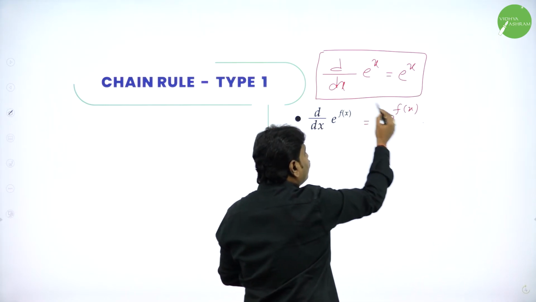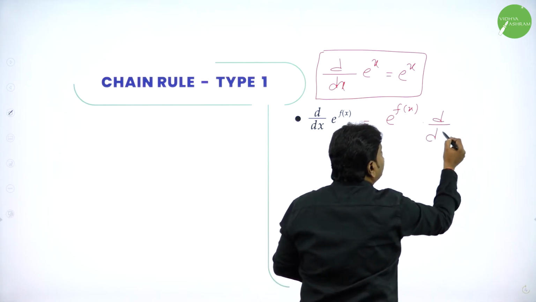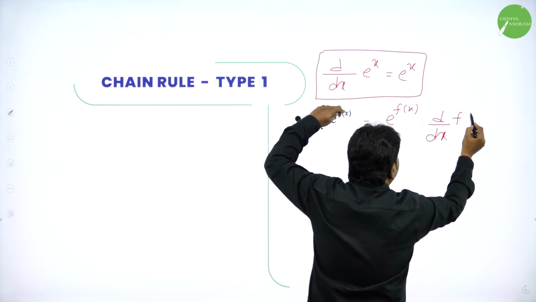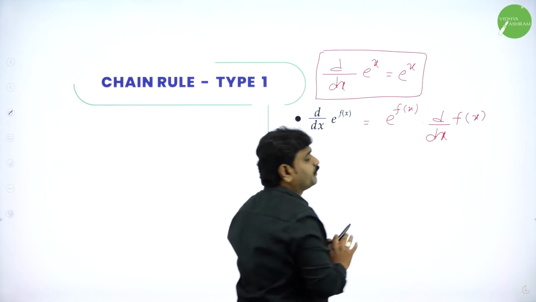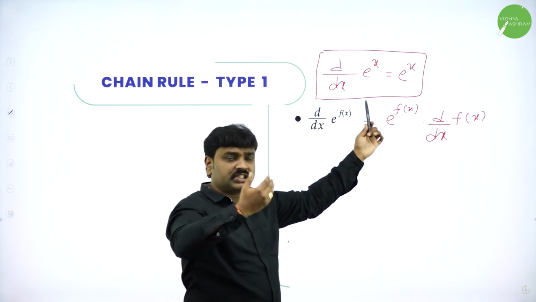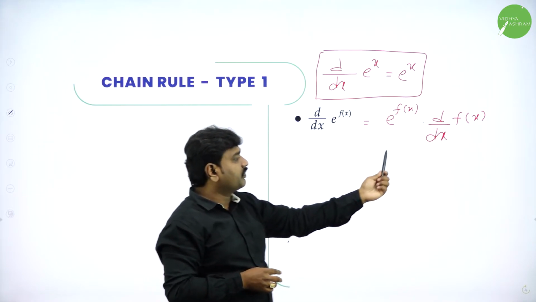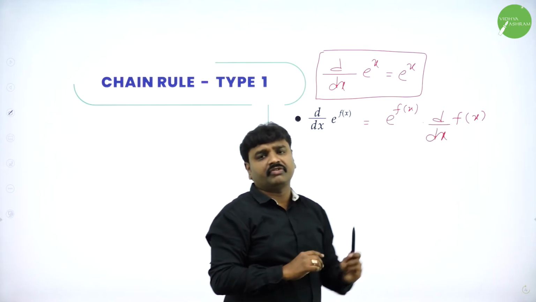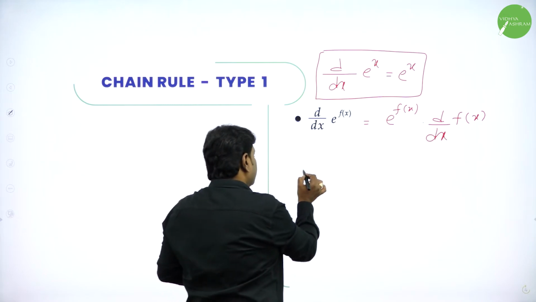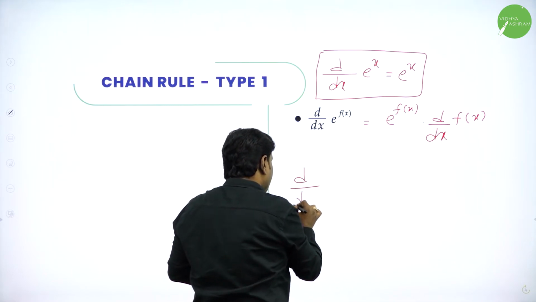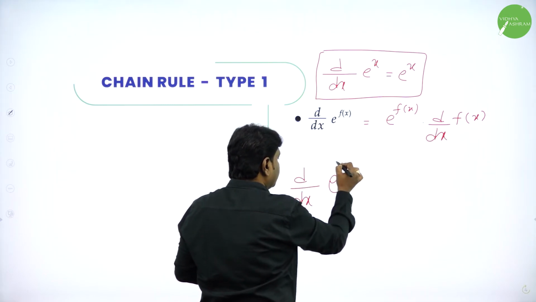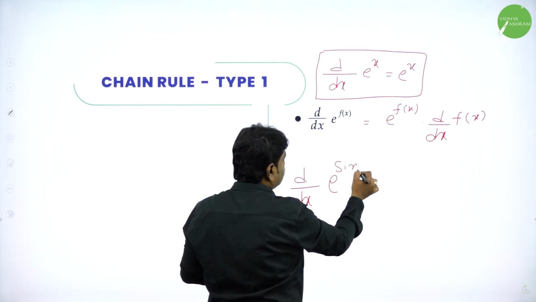In the power, if I have a function, I should differentiate it, into d by dx of the internal function. Power acts as the internal function. What is derivative of e power function? E power function into d by dx of the function. D by dx of e power f of x is e power f of x into d by dx of f of x.